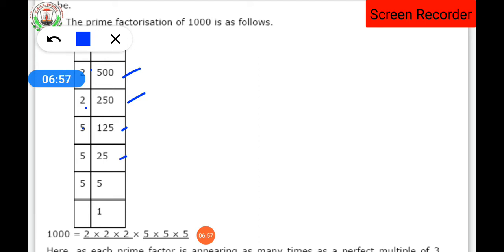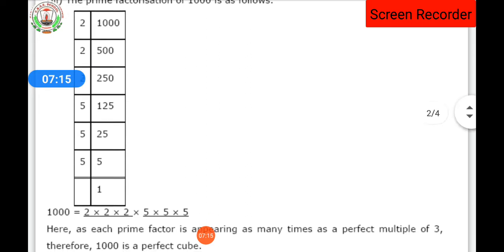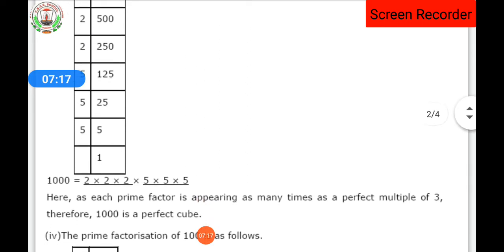125 comes in the table of 5 how many times? 25. Why did we take 5? Because 125 does not come in the table of 3 as well as 4. That's why we took 5. Then 25 comes in the table of 5 how many times? 5 times. 5 comes in the table of 5 how many times? 1 time. Here we can say that 1000 has triplets, isn't it? Hence 1000 has perfect multiples of 3, hence 1000 is a perfect cube.